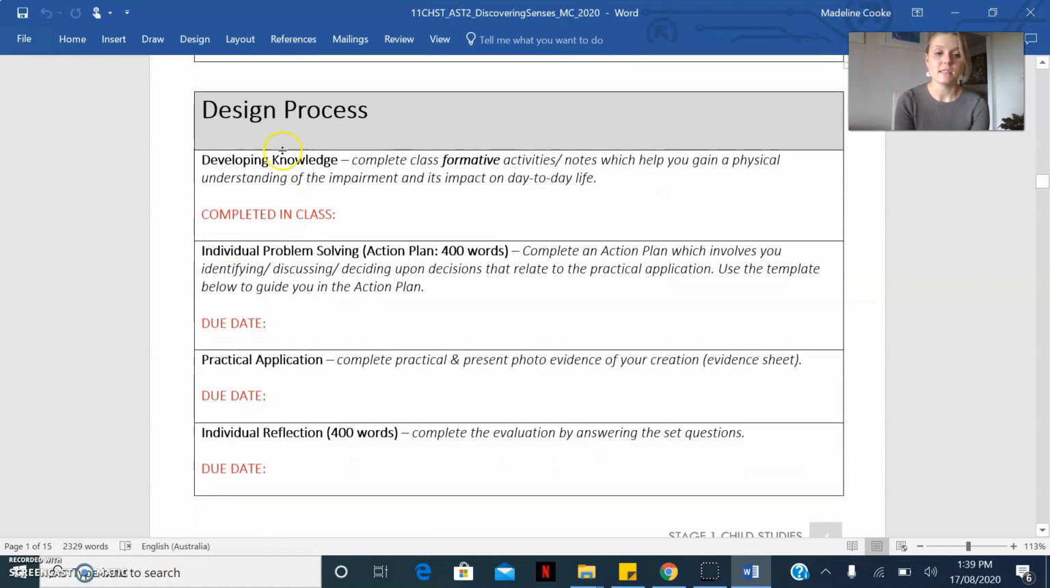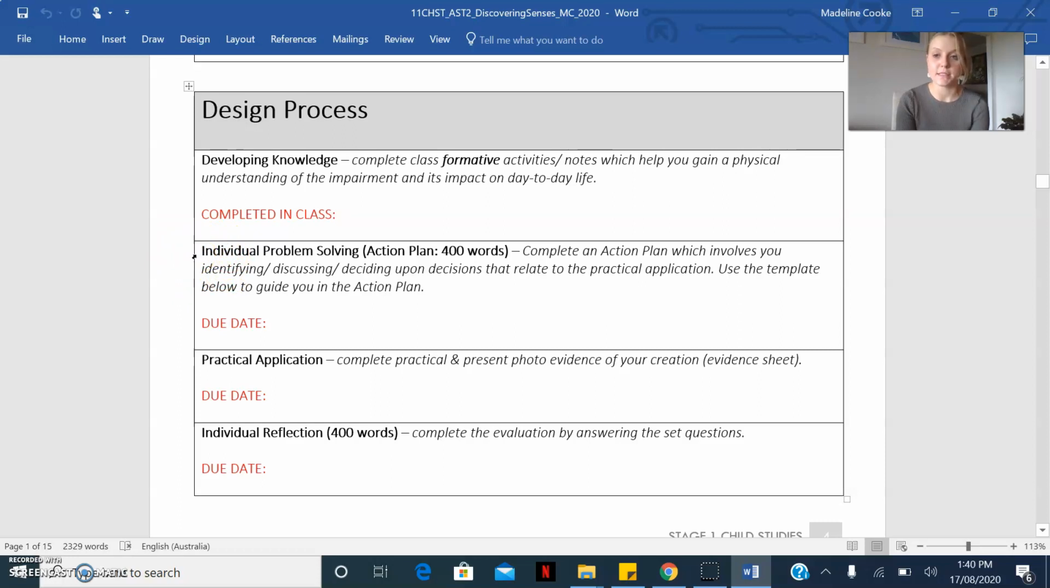Now, this is the design process. So there are going to be 4 stages. So number 1, we've got some developing knowledge. So we're going to do some formative work in class and some formative activities. You will then have an individual problem-solving action plan.